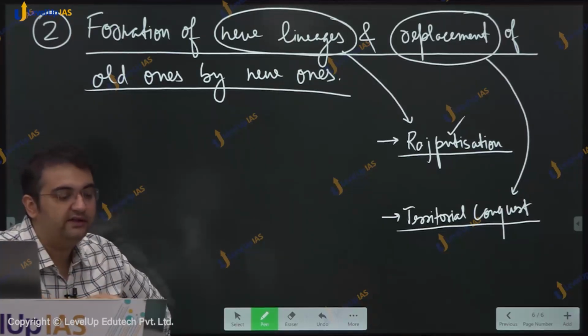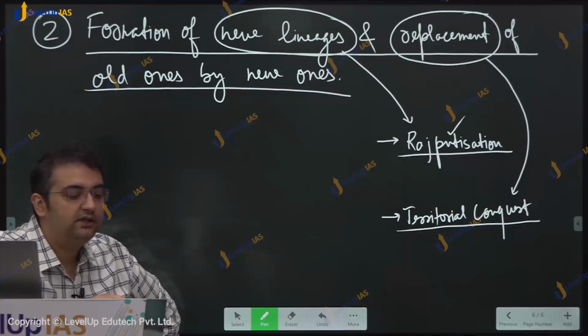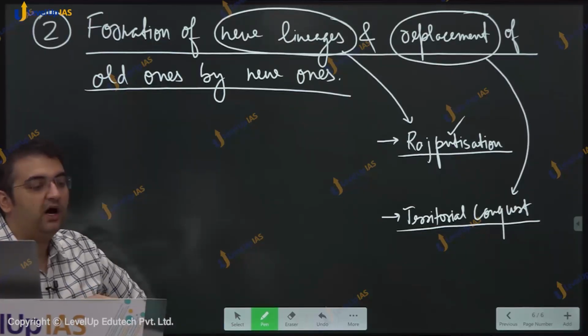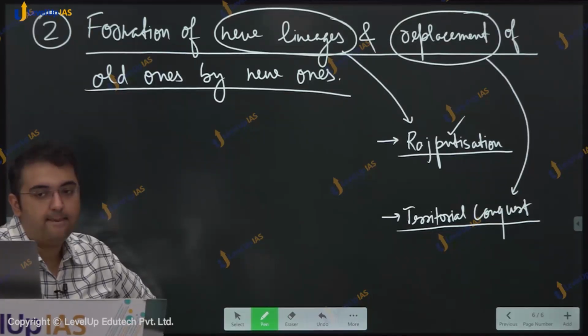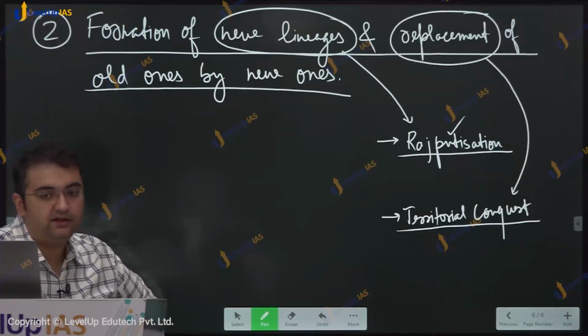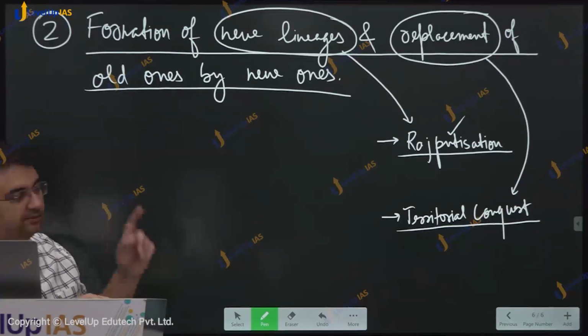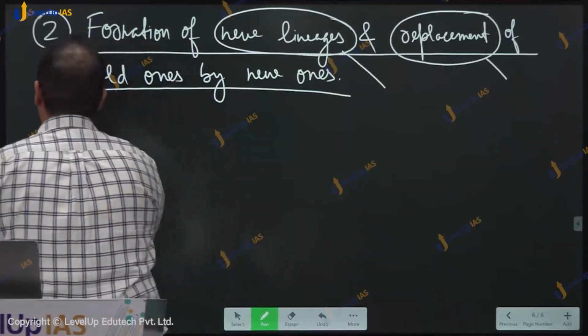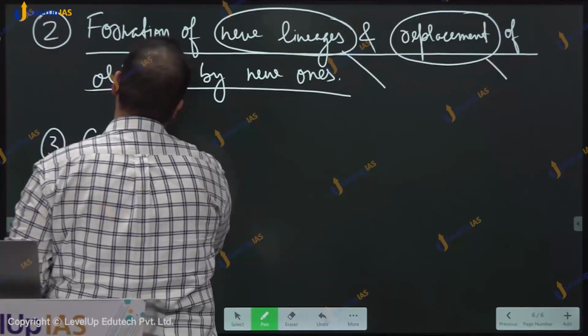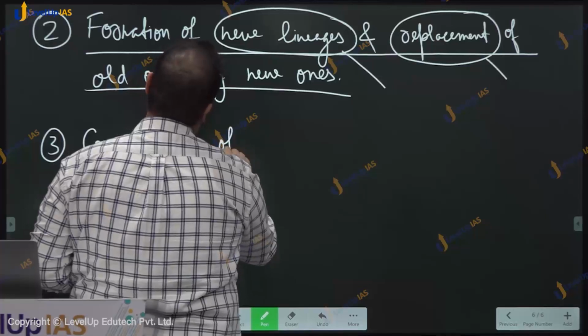Write down next subpoint. Similarly, the Chauhans took the region of Bharuch from the Pratihars. Okay. So this was another medium for the expansion of Rajput power. Third, consolidation of lineage power.